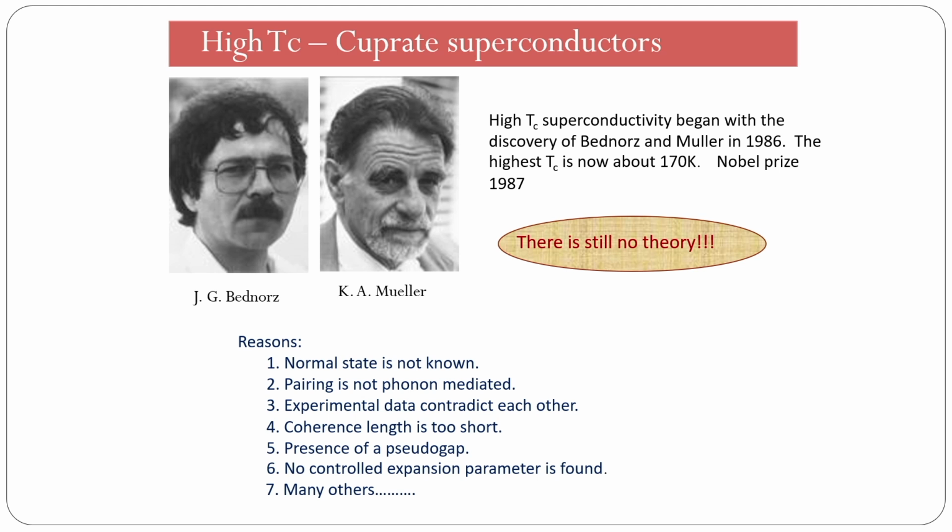So, just one or two slides on these high Tc superconductors. There is still no theory, because the normal state, the starting point, is not known. Pairing is not phonon mediated, because phonon mediated would not have given rise to such large Tc. There are a lot of experimental data that contradict each other. Coherence length is too short. There is the presence of a pseudo gap, I will tell you just in a while. There are no controlled expansion parameters, so perturbation theory is not allowed.